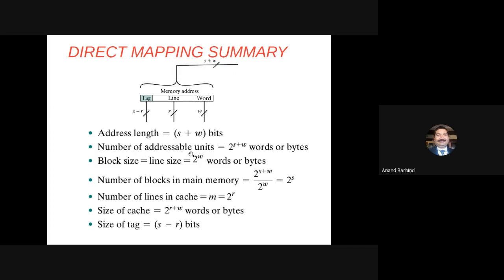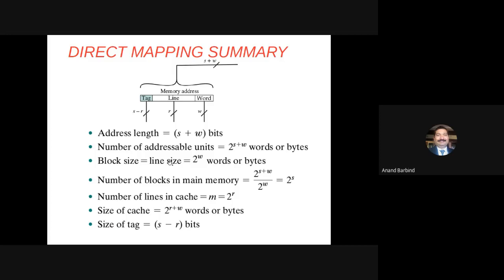The number of addressable units, that is the total number of words in the main memory, is 2 to the power s plus w. The length of the address determines how many bits there are. For example, if the memory address is 32 bits, then the number of words in the main memory, that is the total memory capacity, is 2 to the power 32 bytes, because each word may be a byte.